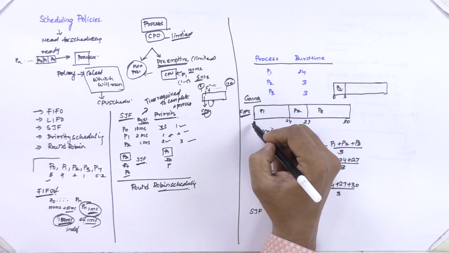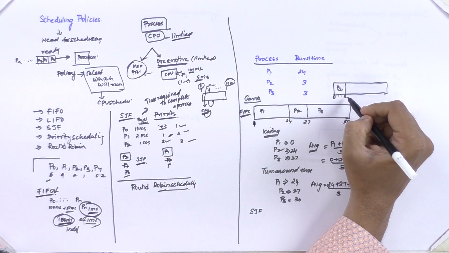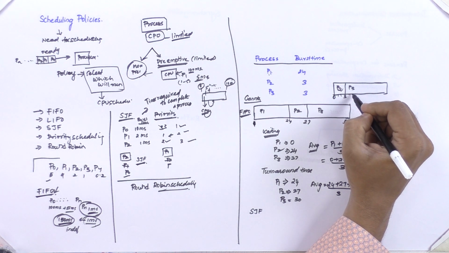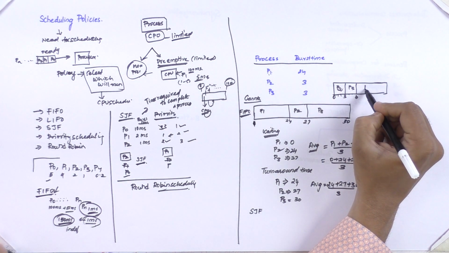So we'll put a 0 here. So time 1, time 2 and time 3. So it gets completed at time 3. Then P3 comes 3, 4, 5 and 6. Till 6 it will be completed. The next one is P1.